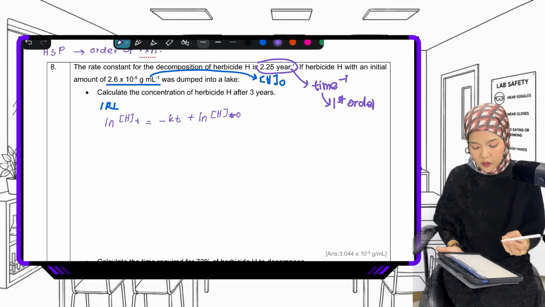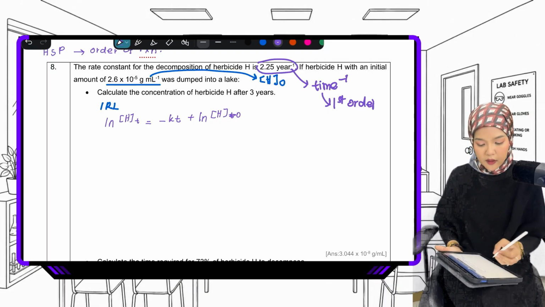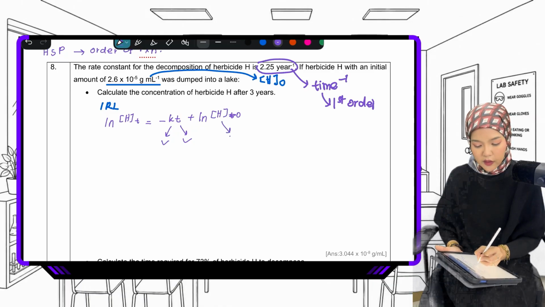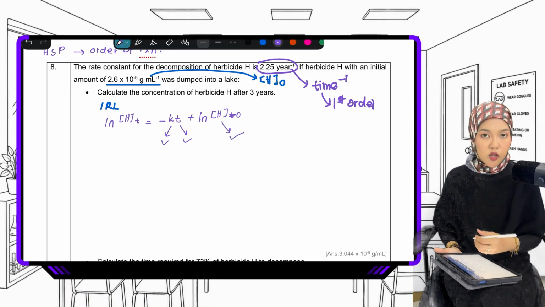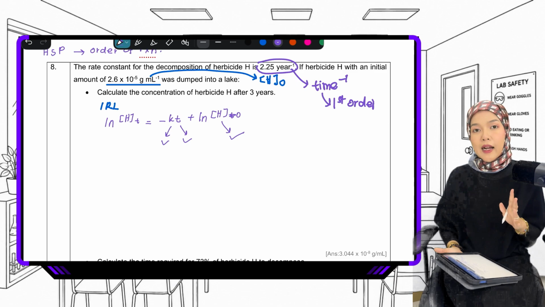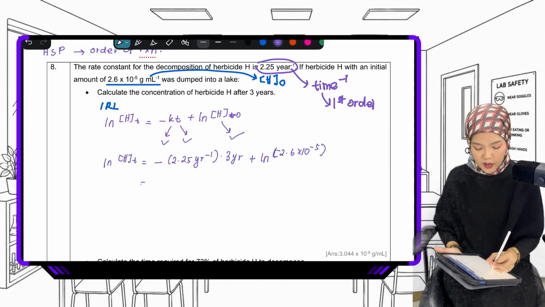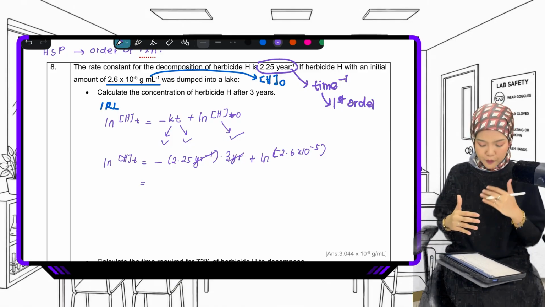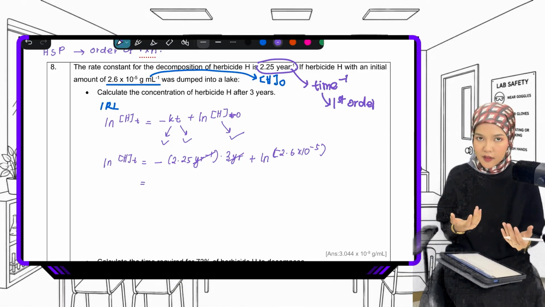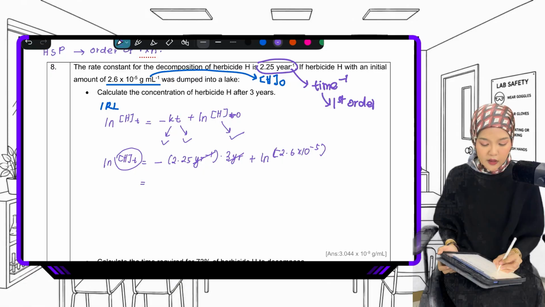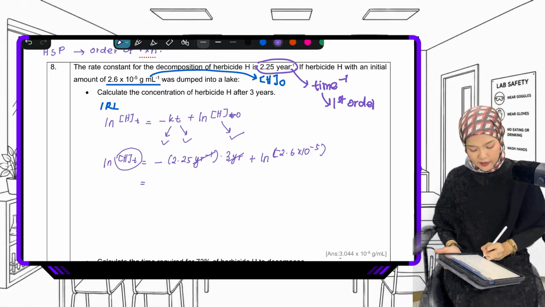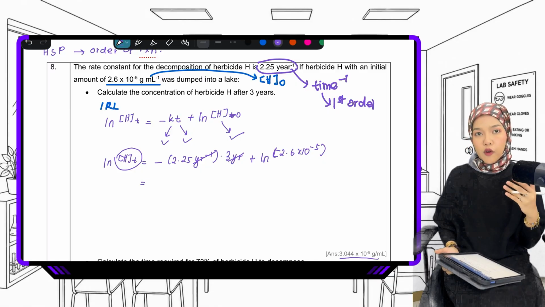Now we already know the k, we know the t, and we also know the initial concentration. So we just go straight away and calculate it. Now this one is going to cancel, and you put it in the calculator and solve for the concentration of H after 3 years. You will get the answer to be 3.044 exponent minus 8.